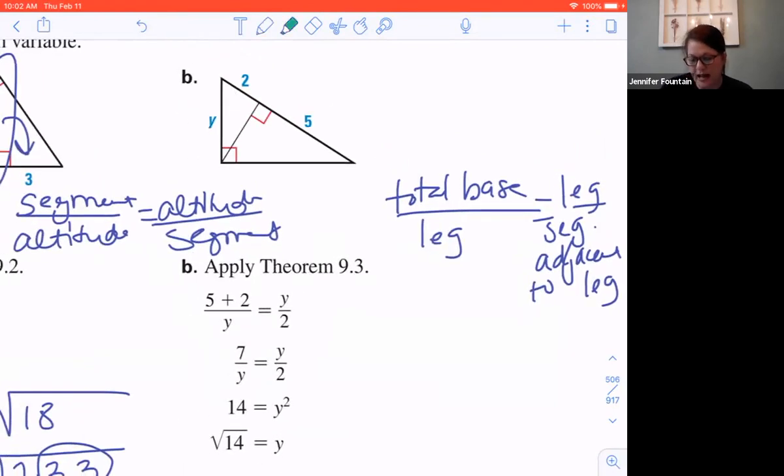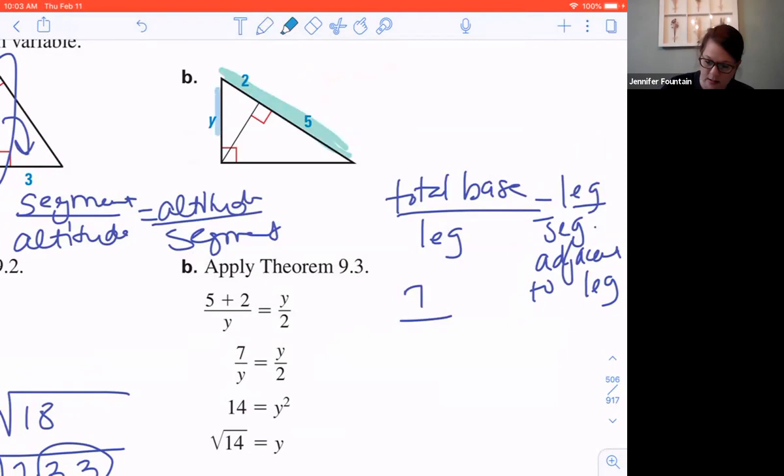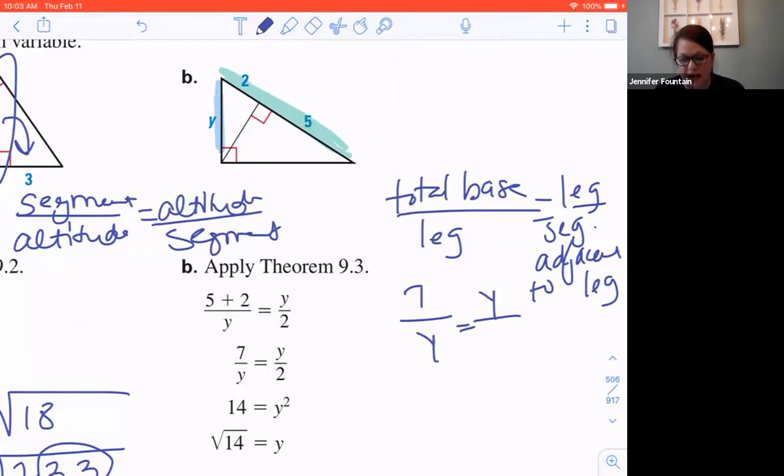So in this situation, I have 5 plus 2. Remember I said this is my total base. So my total base here is 7 over the leg that I'm looking for, which is y. So total base over leg is equal to that same leg. I just repeat it in the numerator, compared to the segment that is adjacent to that leg.